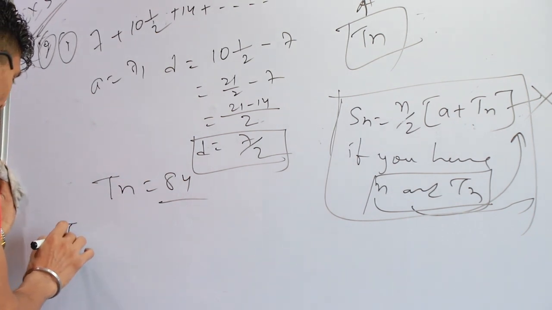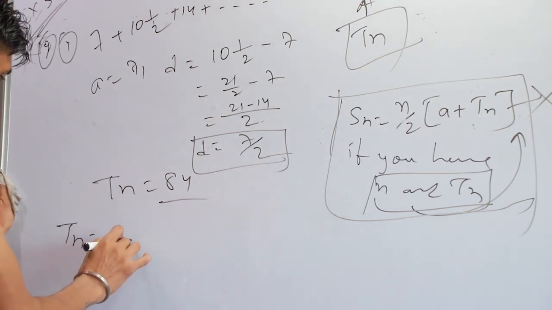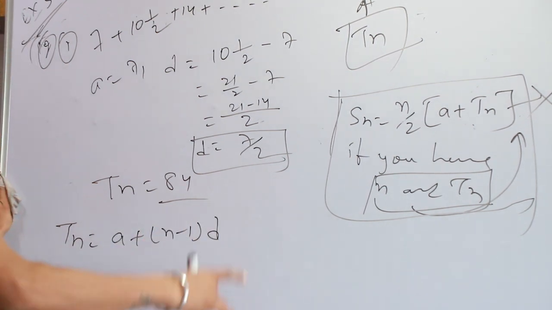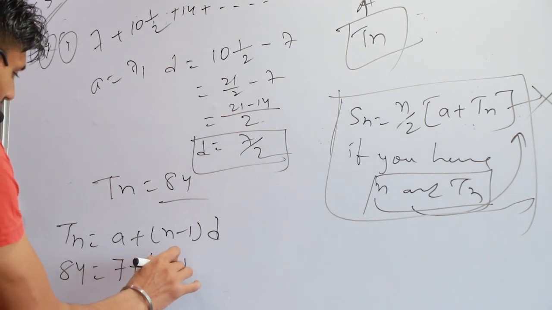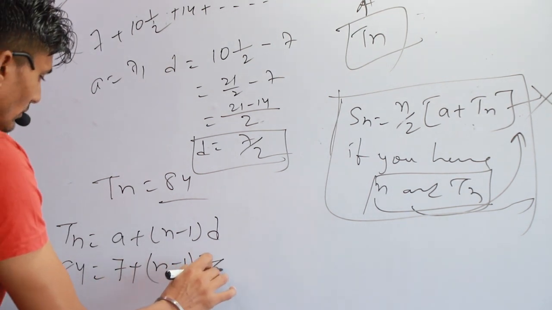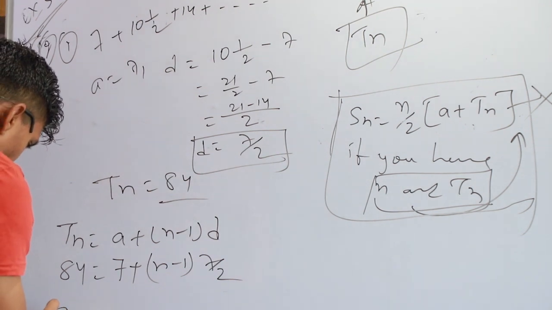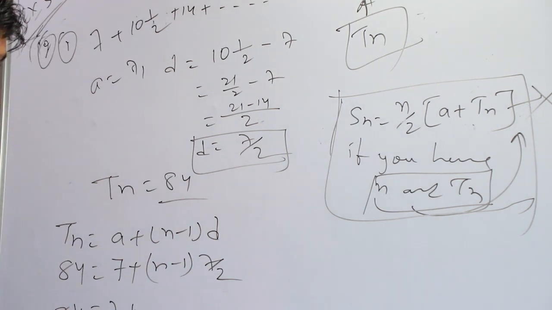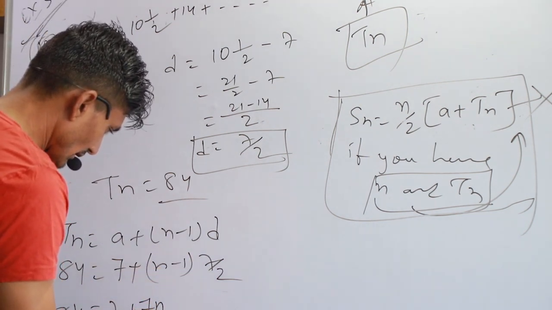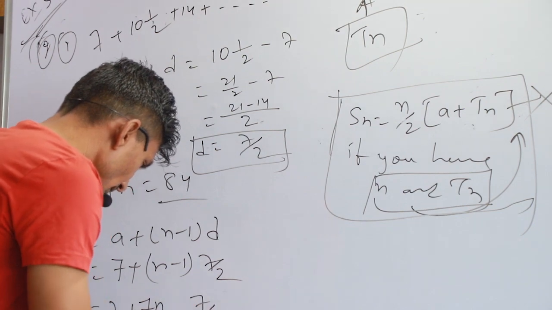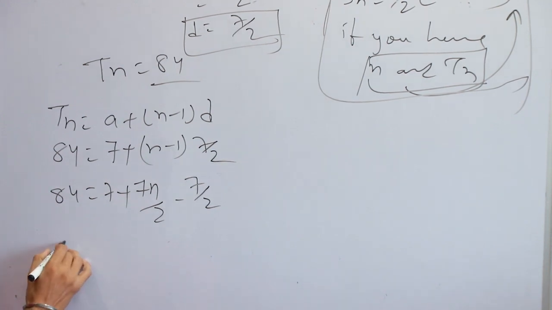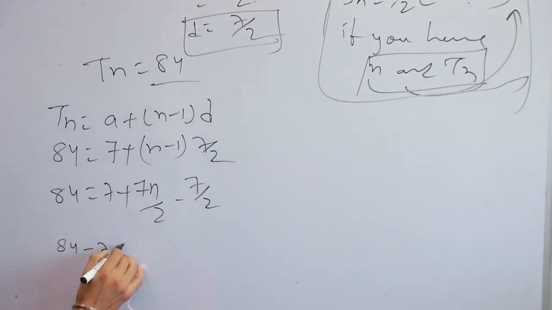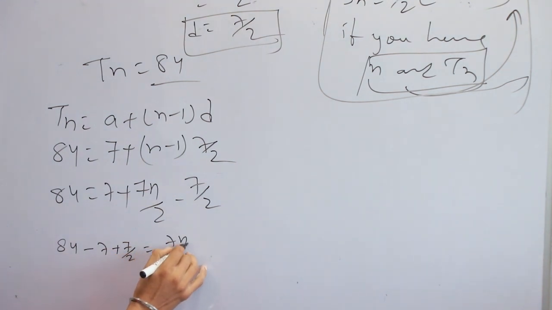So Tn equal to a plus n minus 1 into d. What is the value of Tn? That is 84. 84 equal to 7 plus n minus 1 into d. What is the value of d? That is 7 by 2. That means 84 equal to 7 plus 7n by 2 minus 7 by 2. Now we have 84 minus 7 plus 7 by 2, that is equal to 7n by 2.